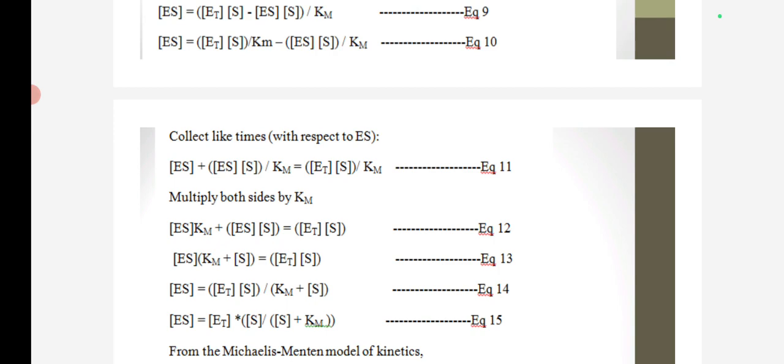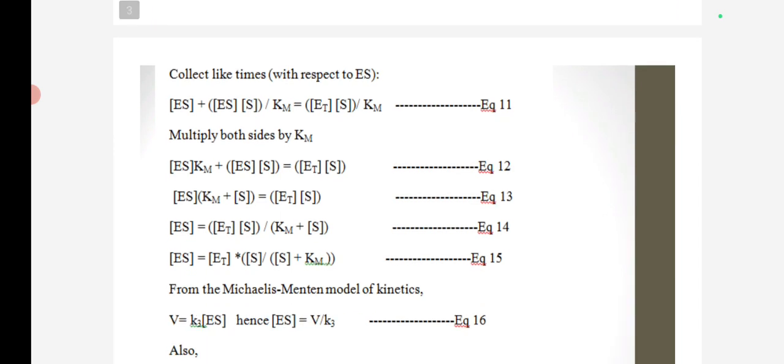From equation 13, again rearrange it. The enzyme substrate complex concentration equals Et concentration into substrate concentration divided by, the left side Km plus substrate concentration goes to the right side, meaning divided by Km plus substrate concentration. Enzyme substrate concentration equals Et into substrate concentration divided by Km plus substrate concentration; we can rearrange it as substrate concentration plus Km.